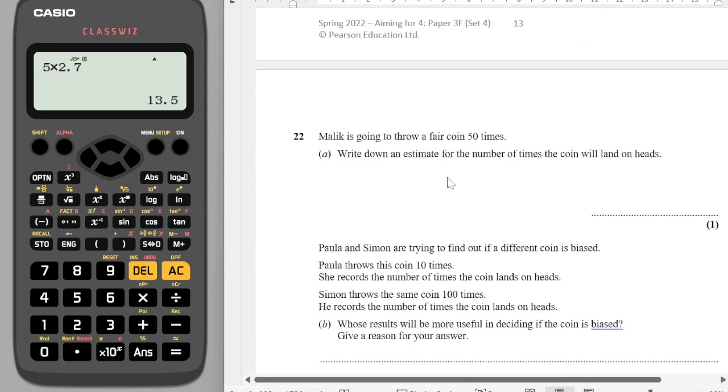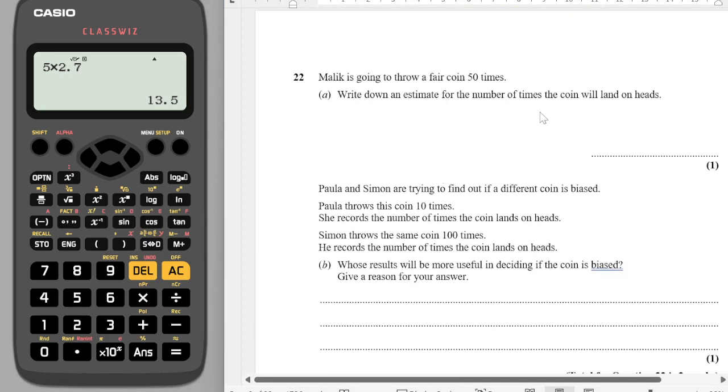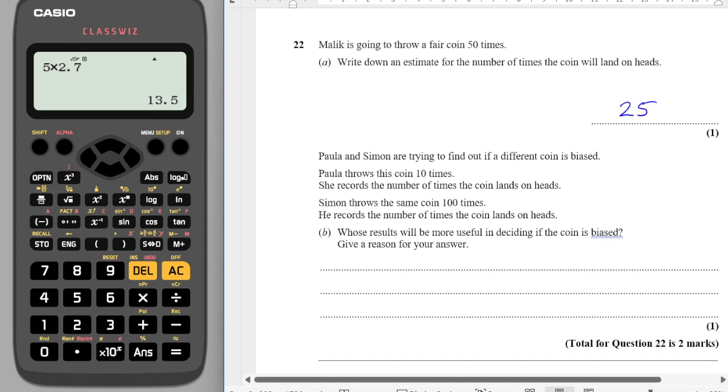Okay, question 22. Malik is going to throw a fair coin 50 times. Write down an estimate for the number of times it will land on a head. Half the time, so 25. Paul and Simon are trying to find out if a different coin is biased. Paul throws the coin 10 times. She records the number of times the coin lands on a head. Simon throws the same coin 100 times. He records the number of times it lands on a head. Whose results will be more useful in deciding if the coin is biased? Give a reason for your answer. Simon's, as he did it more times.